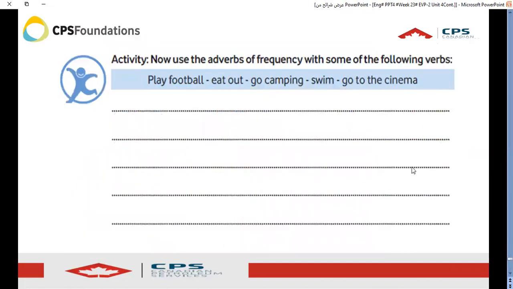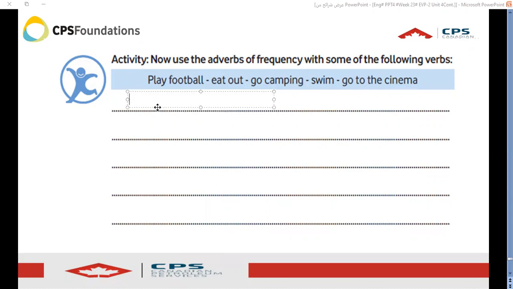Now you need to write using adverbs of frequency. So let's take football as an example. Remember, I told you where to place the adverbs of frequency. This writing activity is for checking your ability to use adverbs of frequency in the correct place.